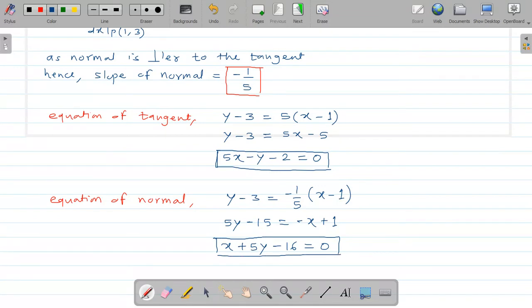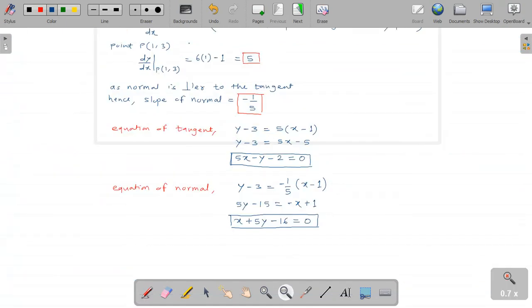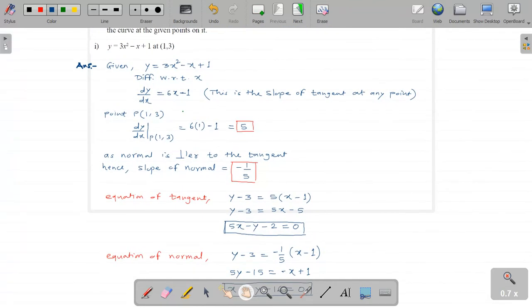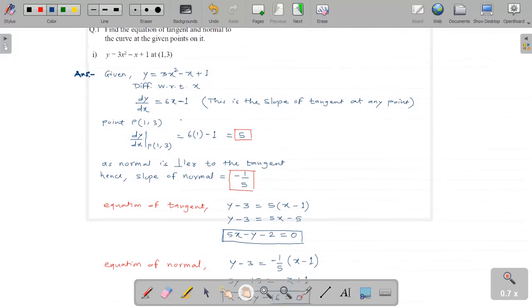So this is the procedure how to get the equation of tangent as well as equation of normal, because you must know the meaning of the derivative, that the derivative means the slope of the tangent at any point to that curve. So just you take the given point and find out the slope of the tangent at that point. Simultaneously, as normal is perpendicular to the tangent, you have to find out the slope of the normal also, and then by using slope point form you will get the equation of tangent and normal. Okay, so this is very important question.